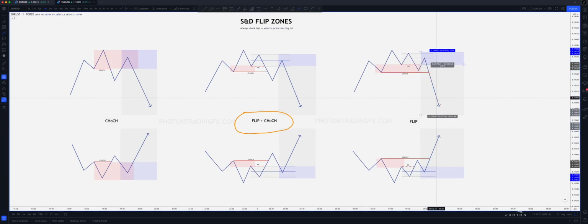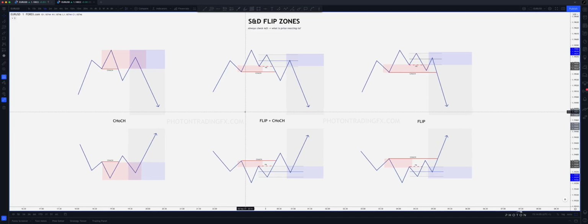That's okay, you don't have to enter every move, remember, but sometimes you will miss the move from the level that you may want to get into if you wait for this extra confluence. So that's something that, again, you're going to have to get with time and what you are comfortable with. So yeah, that pretty much wraps it up in terms of the flip zones.